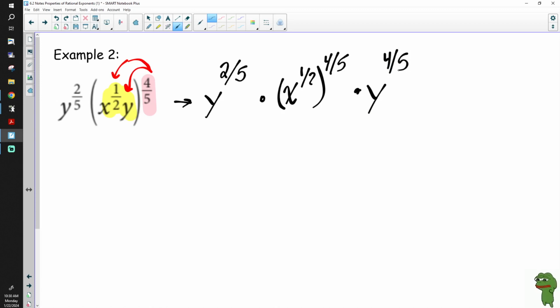Oh, now look how much better it looks. Much better. Ish? Better? Cleaner? What do you do next? What do you got?